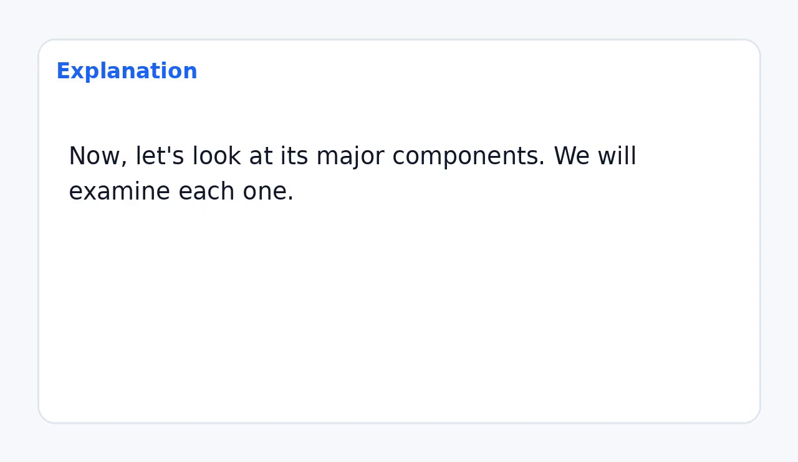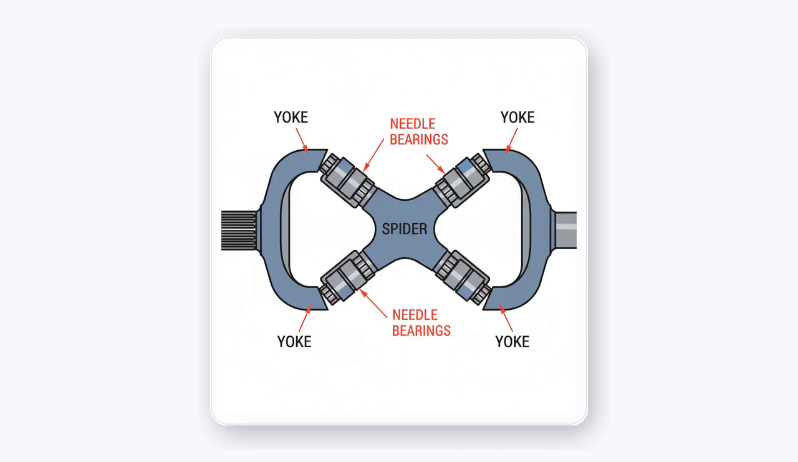Now, let's look at its major components. We will examine each one. Universal joints, or U-joints, are flexible knuckles that allow the shaft to transmit power even when it's at an angle. They are crucial for allowing the suspension to move freely.